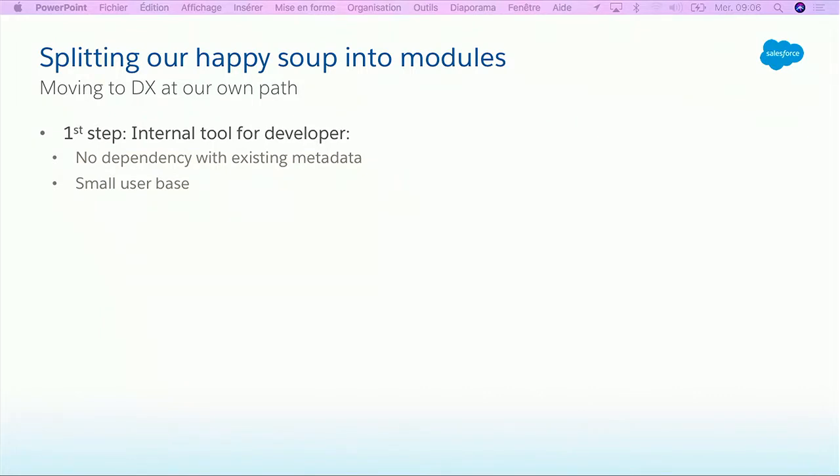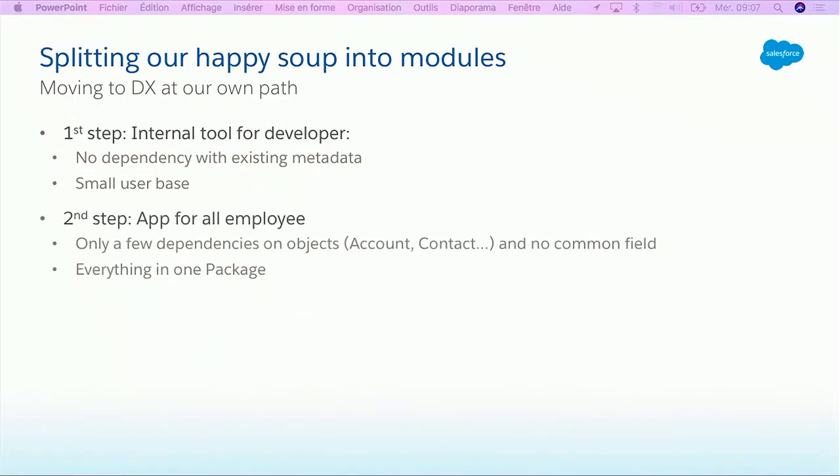So we started with a very small project. It was an internal tool for us developers. That was pretty cool because we used the platform, but it was not really linked to other metadata around, so no link with account or opportunity or whatever. And we were the own users of the app, so if something crashed, at least it was not that bad. So we started very, very small, and it worked quite fine.